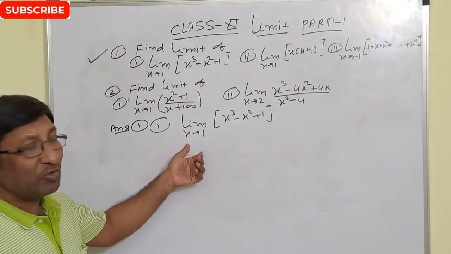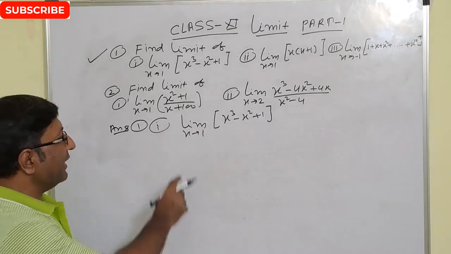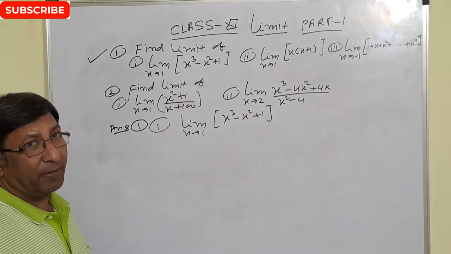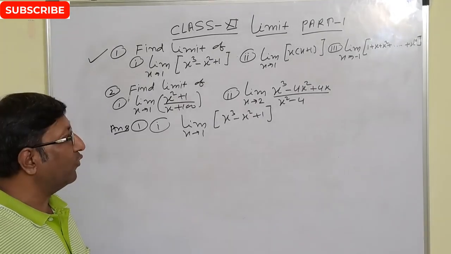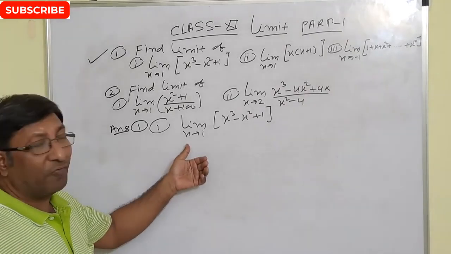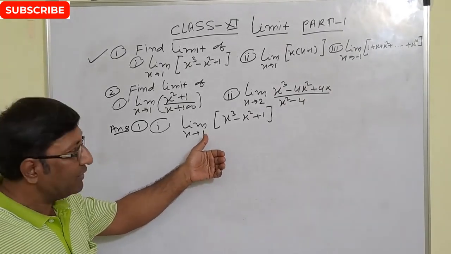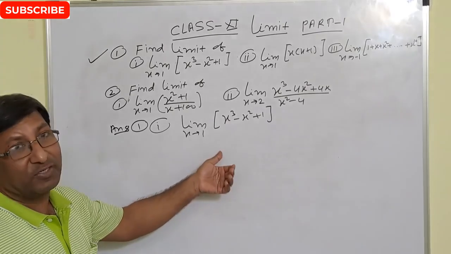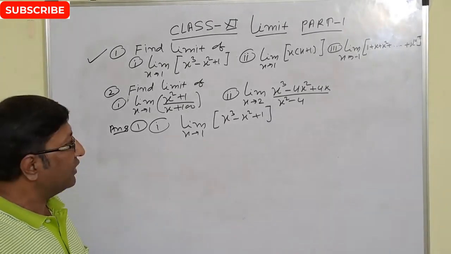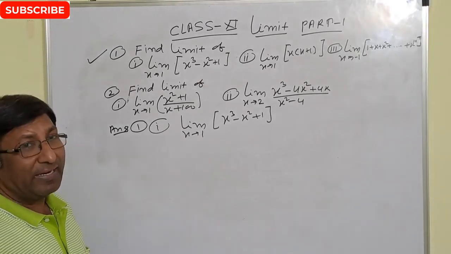So what is the actual meaning of limit? That is x tends to 1. So x is very near to 1 but not exactly equal to 1. But when we solve the question, we put the value of x equal to 1 and check if there is a 0 by 0 form. But here this is a polynomial equation. So just put x equal to 1 and get your answer.